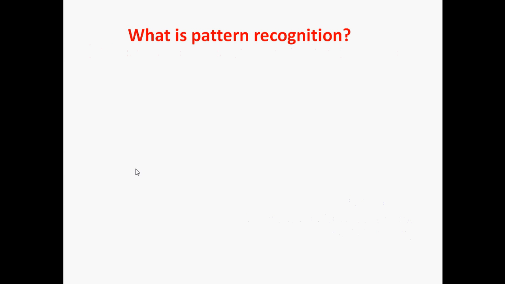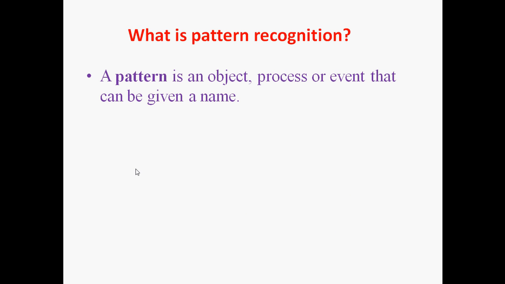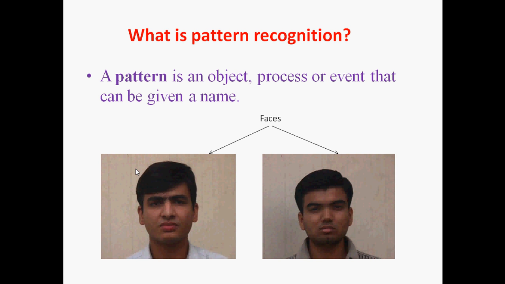What is pattern recognition? A pattern is an object, process or event that can be given a name. If you are able to say that these images contain faces, or you can tag a label of face on these images, it means that these images have some pattern.